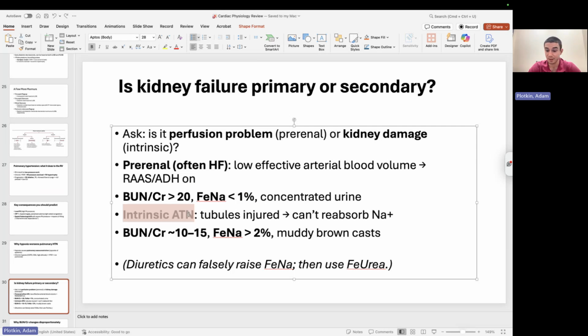When it's intrinsic, okay, so things like prolonged pre-renal AKI or certain drugs like vancomycin, gentamicin, amphotericin B can cause intrinsic acute tubular necrosis. The tubules of the kidney necrose, right? They can't work, so they can't reabsorb sodium. So in this case, we're going to dump a lot of sodium into the urine. So the fractional excretion of sodium is greater than 2%. And the BUN to creatinine ratio tends to be a little bit less, like 10 to 15. And we'll see these muddy brown casts. They're also called granular casts. More to come in renal.